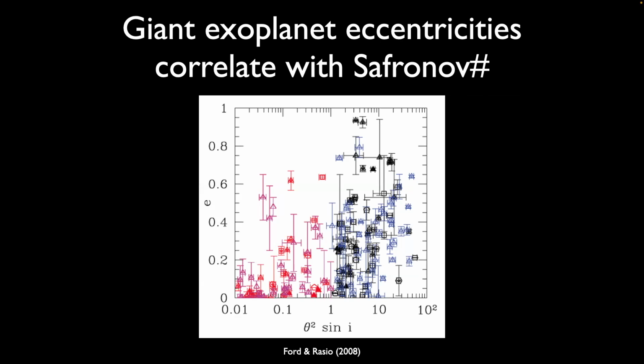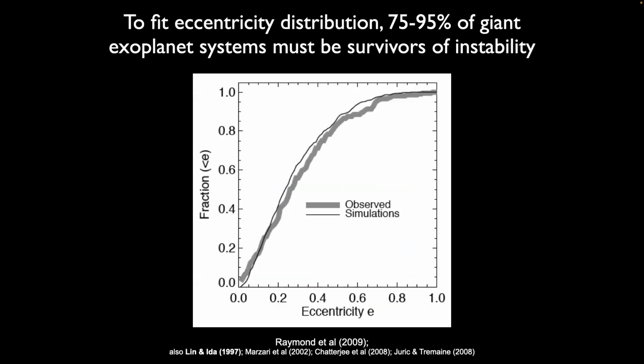All right, and another reason that we like this general planet-planet scattering model is that it matches the eccentricity distribution really easily. And so here is a cumulative distribution of observations versus very simple simulations. The only caveat here is that to match this distribution, it's required that a large fraction, at least 3/4, maybe more like 90 or 95% of all giant exoplanet systems that we see, are the survivors of instability. So they all have those scars that are so dramatic. But if we assume that, then we can match everything really nicely.